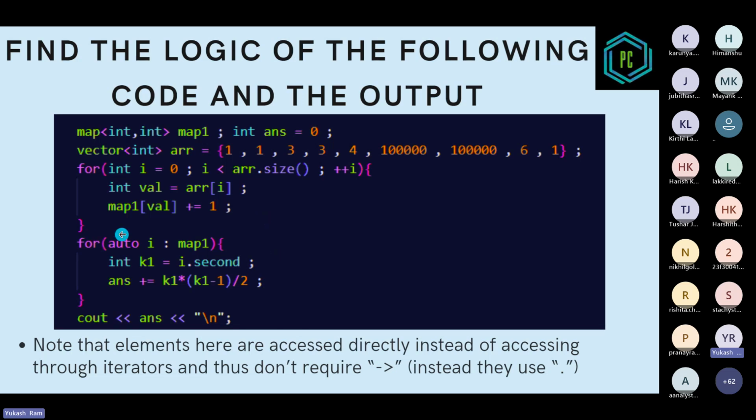So we iterate through this array, and at the end we iterate through the map. This is a short way of iterating through the map. Here the i corresponds to the pair directly. We are not accessing it using an iterator, so we are using a different syntax, dot second. This is another syntax which you can use. So we create another variable and take the second element in each pass, and then we do this sum, and we are printing it out.